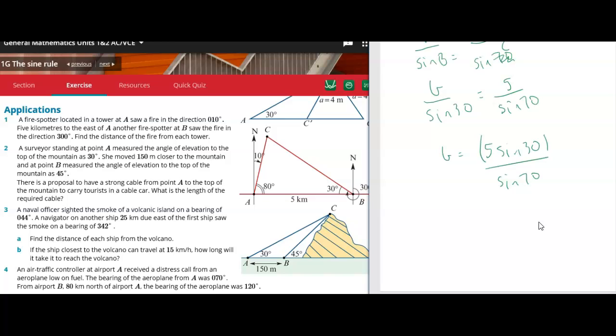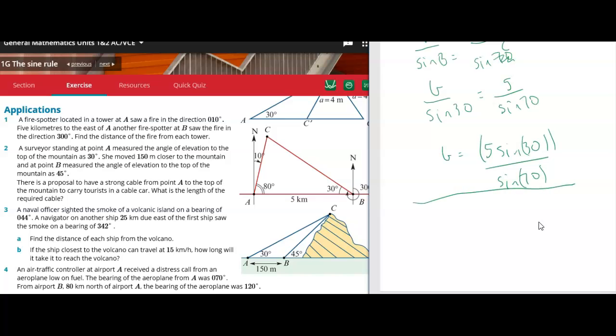Now, on your calculator, always make sure your angles are in brackets. It probably does it automatically for you, but if you were to write sine 30 times 5, it might multiply that 30 by 5 and not the sine 30. So that's something you need to look out for. All right, I'm not going to do any more because I'm sure you can put that into your calculator.